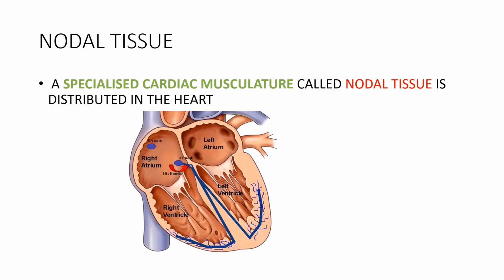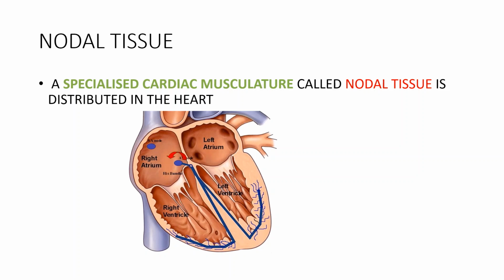So nodal tissues, generally we can say, are the specialized modified cardiac musculature. The specialized modified cardiac musculature which is distributed in the heart is called nodal tissues. The nodal tissues in the heart include the sinoatrial node, atrioventricular node, bundle of His, bundle branches, and Purkinje fibers.